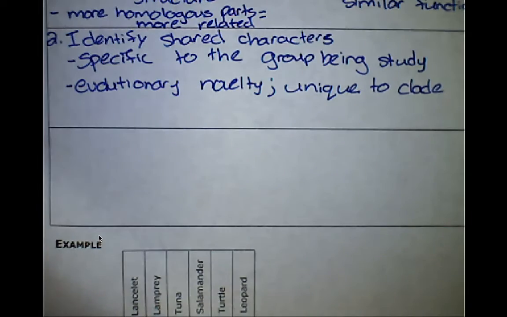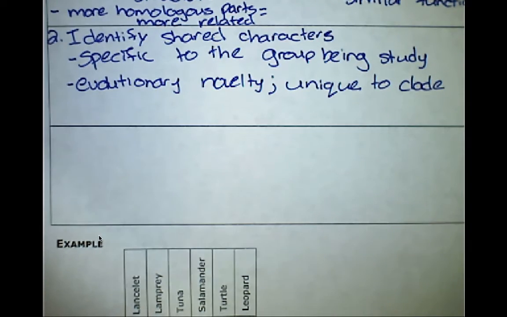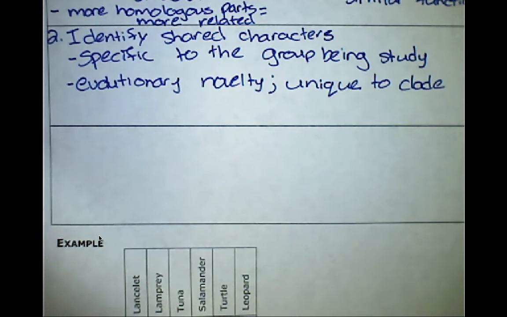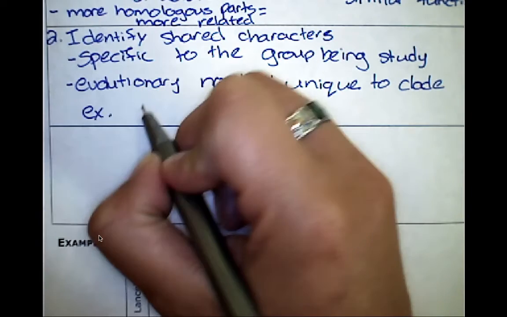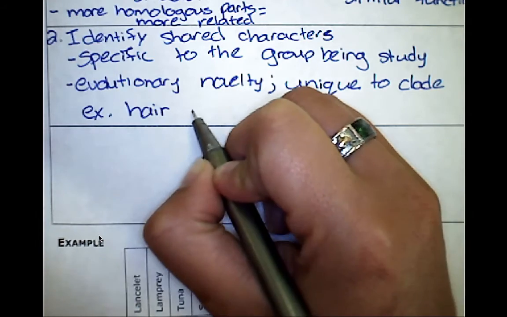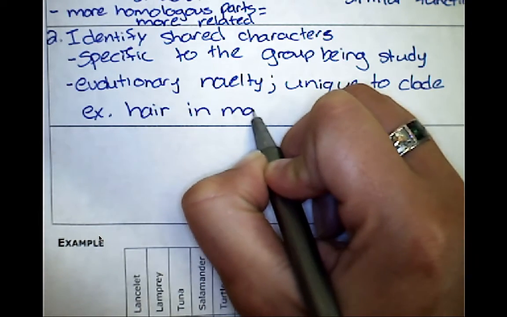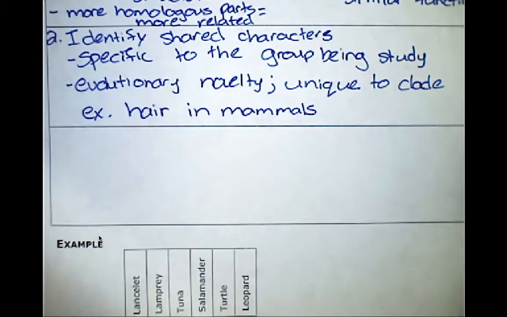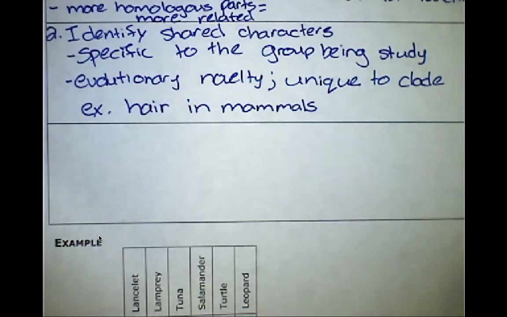So for example, jellyfish are in the phylum Cnidaria, we'll learn this later, but they have a stinging cell. Nothing else has a stinging cell. Or another example is hair in mammals. No other animals or organisms on planet Earth have hair. Okay, so that's unique to mammals.